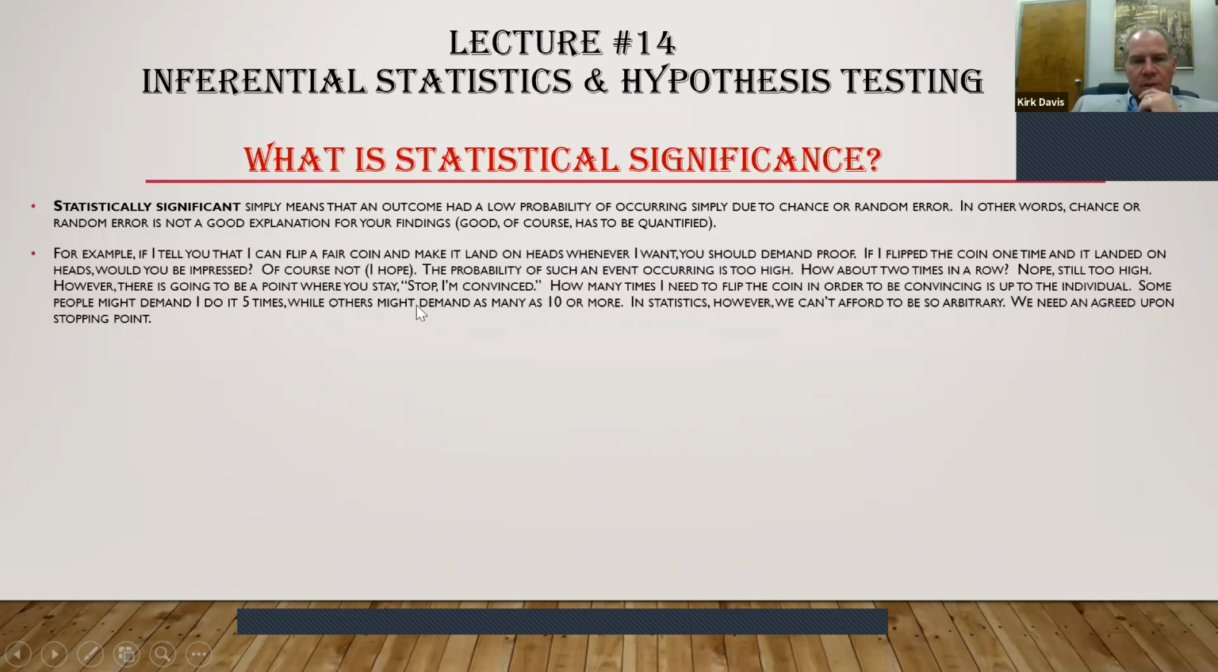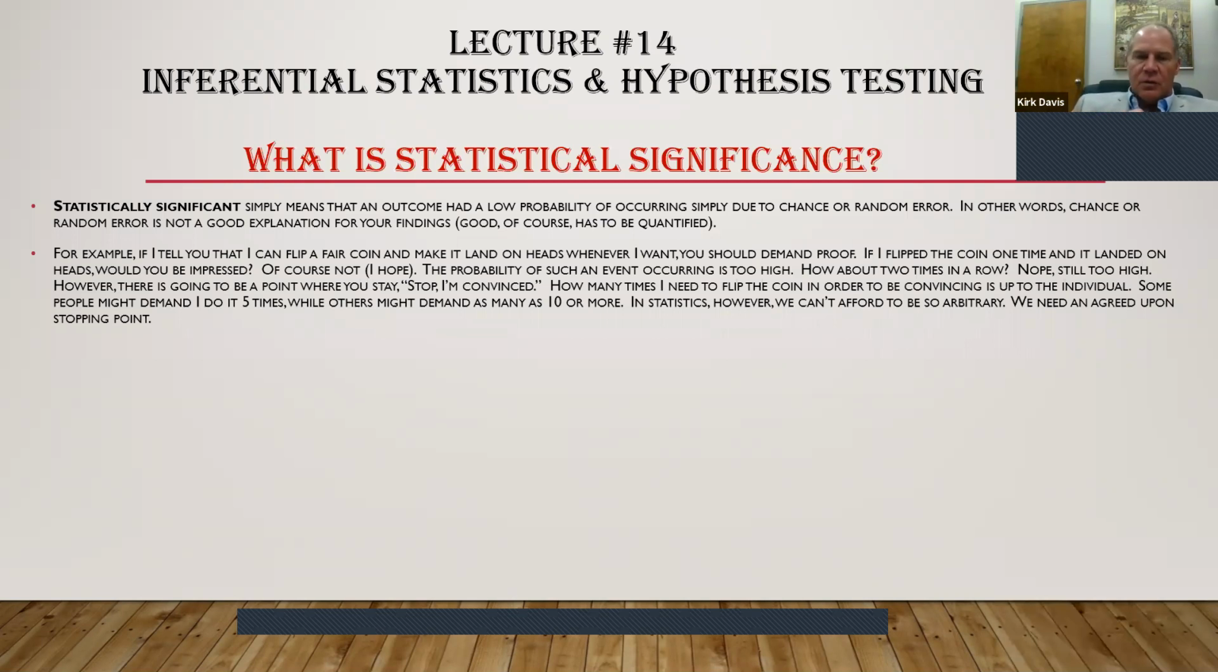And we're going to do that with something called our alpha level. So if I give you an example, and I tell you that I am so manually dexterous that I can pick up a coin, flip that coin and tell you what side it's going to land on. So I flip the coin and say it's going to land on heads, and it lands on heads. Are you impressed? And I hope you would not be, because the probability is too high. Doesn't mean I don't have the ability to flip the coin and make it land on whatever side I want. But chance is also a very good explanation for what happened.